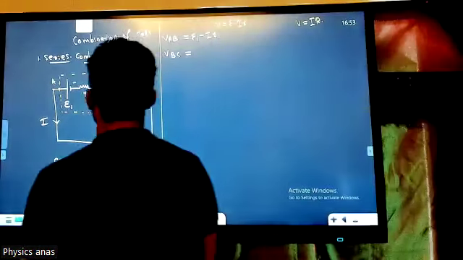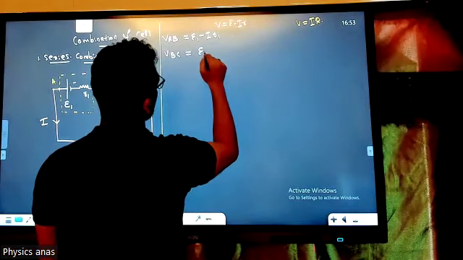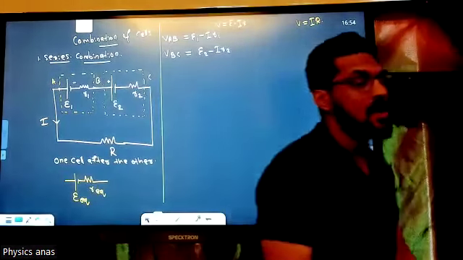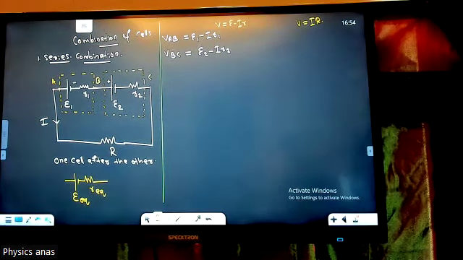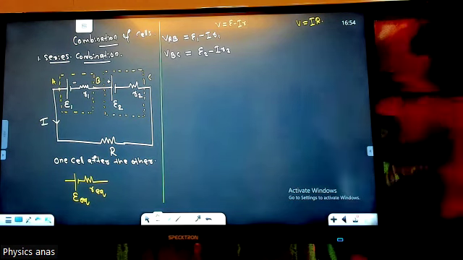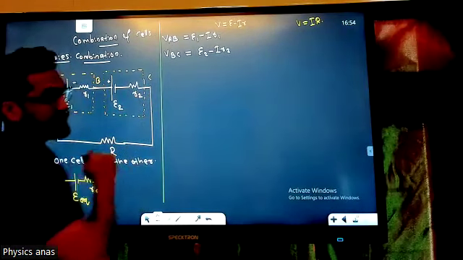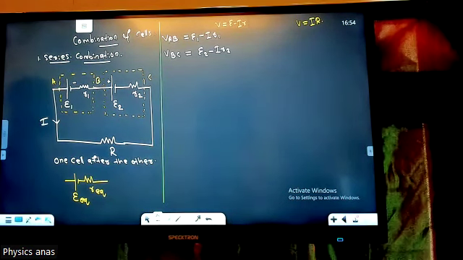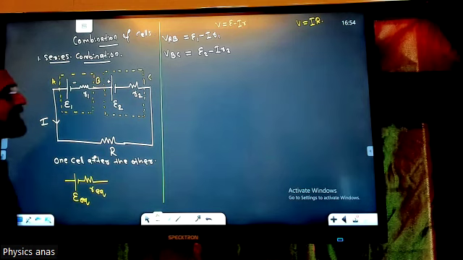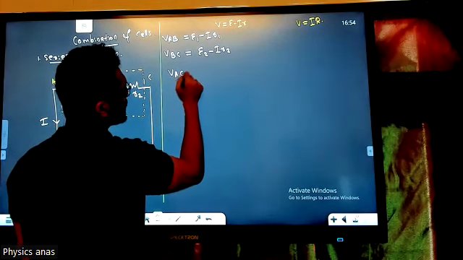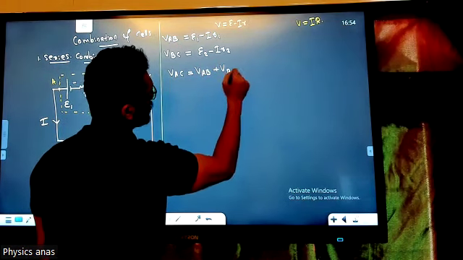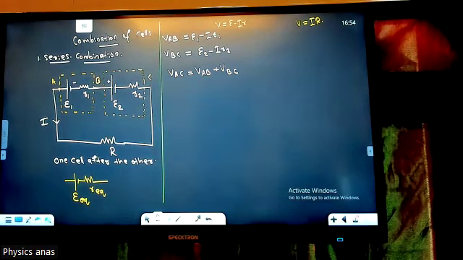What is VBC? VBC is E2 minus IR2. Now you have VAB and VBC. What will be the value of VAC? VAC is the total potential from this point to this point. There is a potential here, there is another potential here, so you can add them to get VAC. VAC will be just VAB plus VBC.